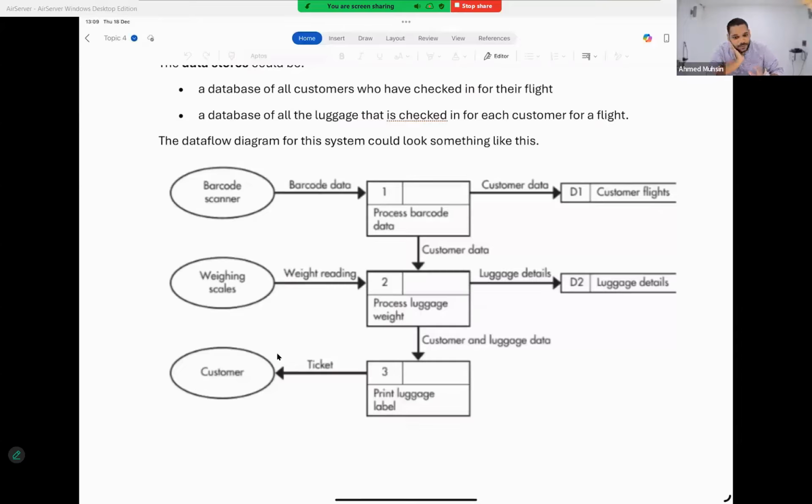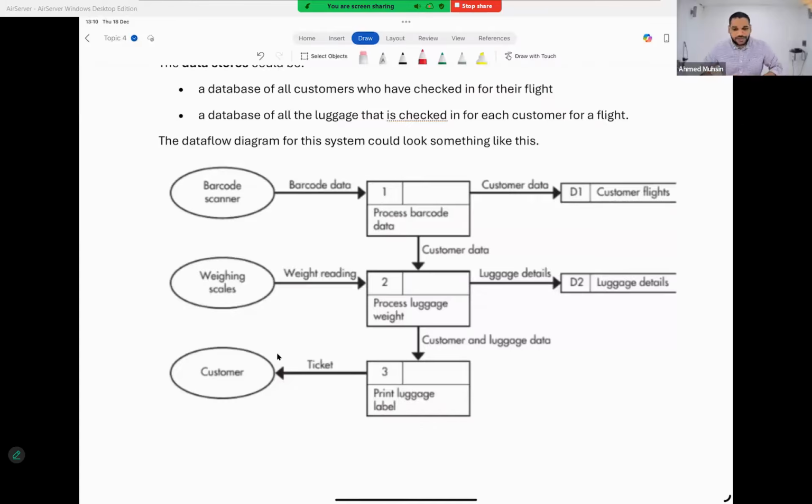Process number 1 is processing the barcode data. Processing the barcode means processing the customer's ticket data. So where do we get the ticket data from? Everybody, where do we get the ticket data from? From the barcode scanner. Everybody okay with this? We get the data from the barcode scanner. And then where is it stored? It's stored in the customer flights data storage. Am I making sense to you all?